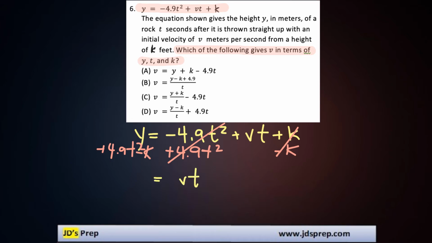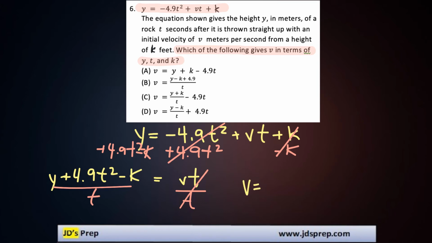Okay, so now all we have left on the right side is vt. On the left side, we will now have y plus 4.9 t squared minus k. And then the last step to get v completely isolated would be to divide everything by t. So now we're going to have v equals y plus 4.9 t squared minus k all over t.